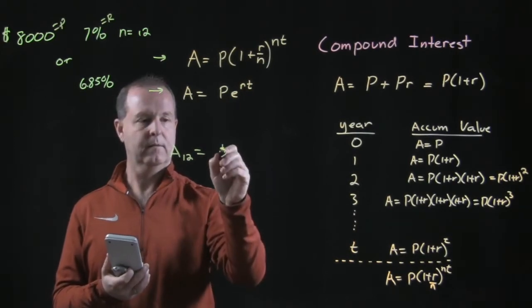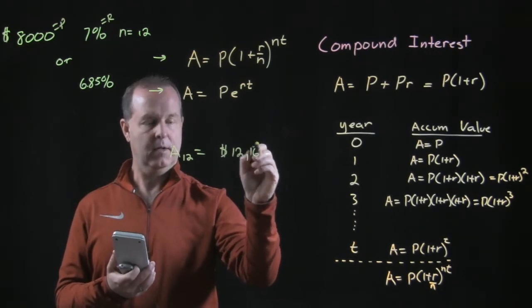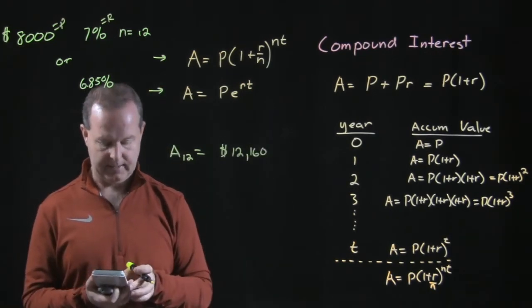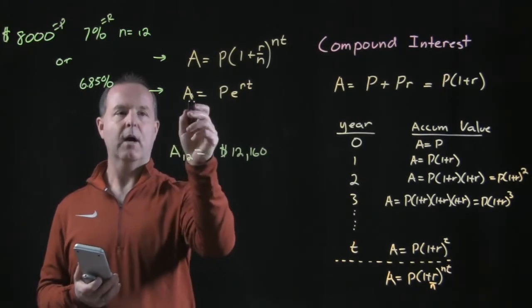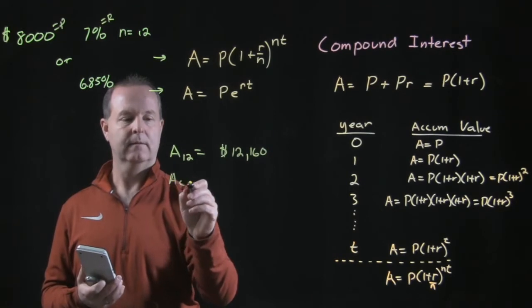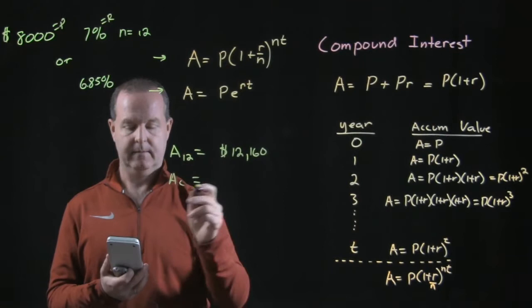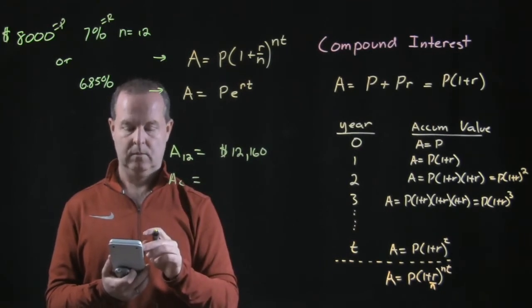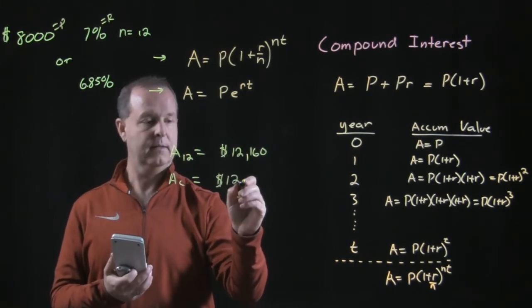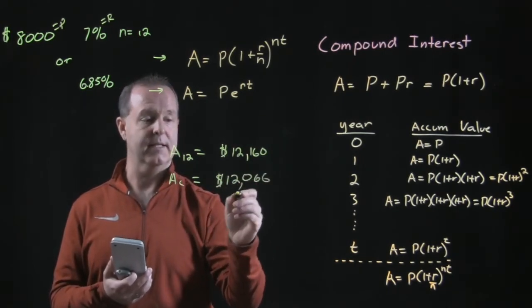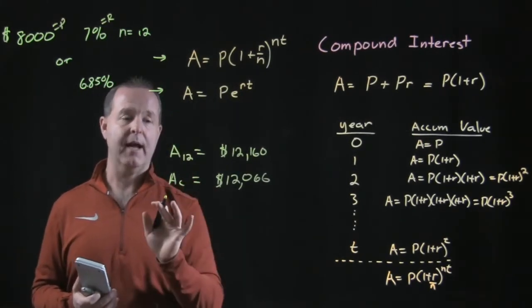is calculated out to 12,160. Compounded continuously at the other rate, punch that in, I earned $12,066.